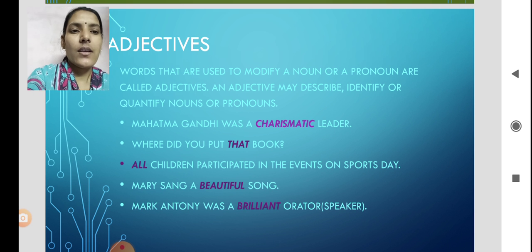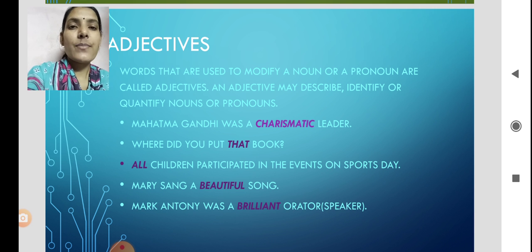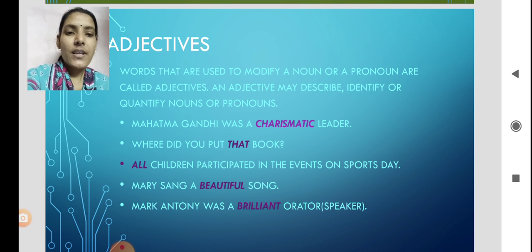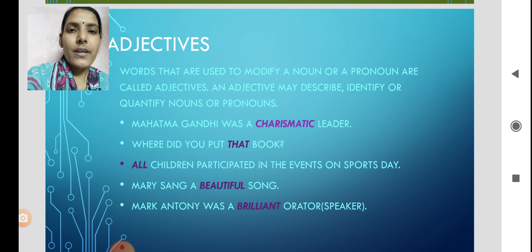Mahatma Gandhi was a charismatic leader. Charismatic means charming or attractive. So Mahatma Gandhi, charismatic, it's an adjective. It modifies Mahatma Gandhi. Where did you put that book? Here, that is an adjective.